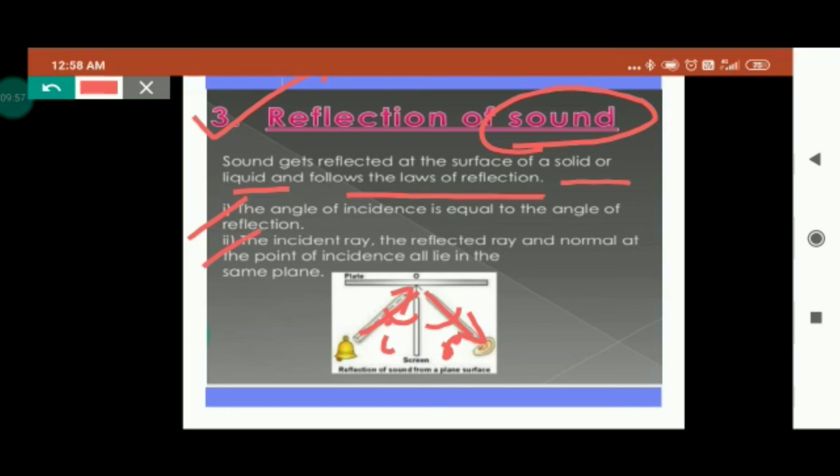Second, the incident ray, the reflected ray, and the normal at the point of incidence all lie in the same plane.